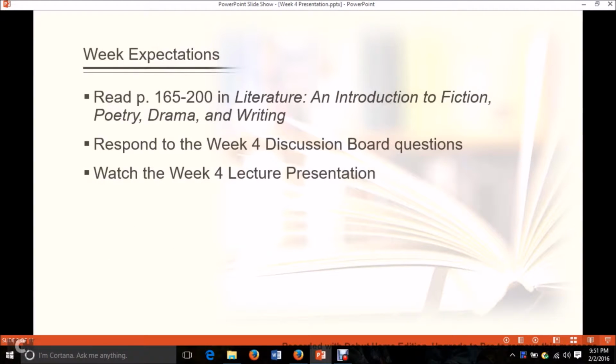Keep in mind that the expectations this week include reading pages 165 to 200, and the stories we're going to focus on are the William Faulkner piece and the Ernest Hemingway story. So be sure to zoom in on those two stories as well as the content of these pages. Also, we have the discussion board this week, which will talk about those two stories by Faulkner and Hemingway. And then, of course, to watch the week 4 lecture presentation. So if you are watching, excellent job.